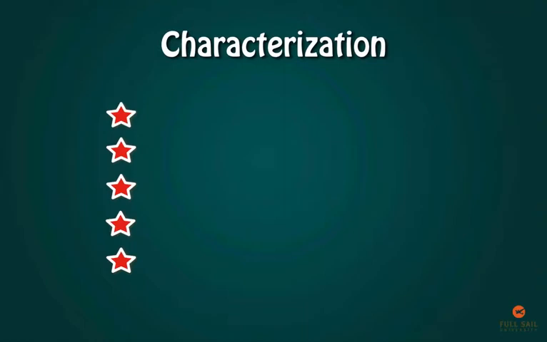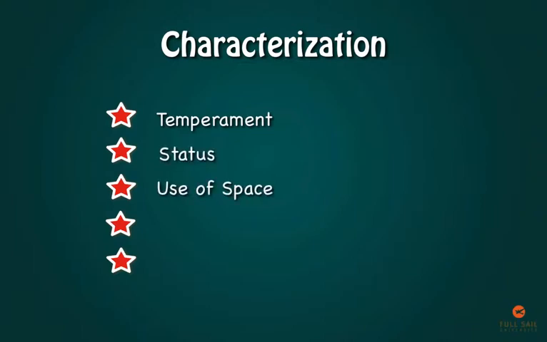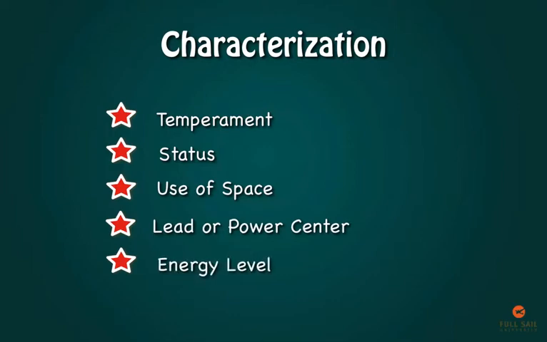For your characterization, we want you to see the following examined: temperament, status, use of space, power center, and energy level. To receive full points, you need to list and describe each of these 5 areas of concern. You can do more than this, of course. Just be sure to have these at the top and easy to read.